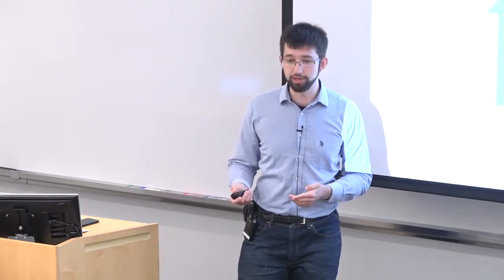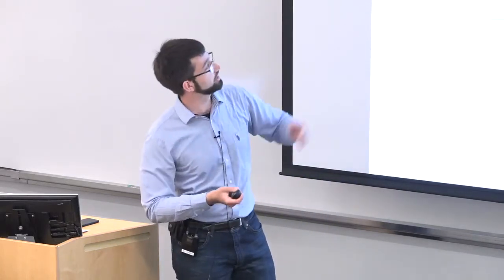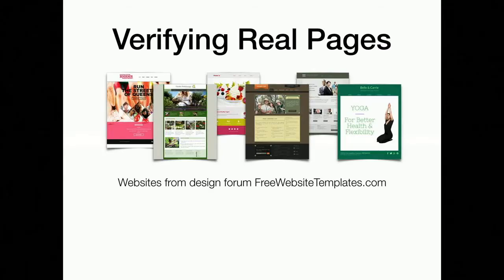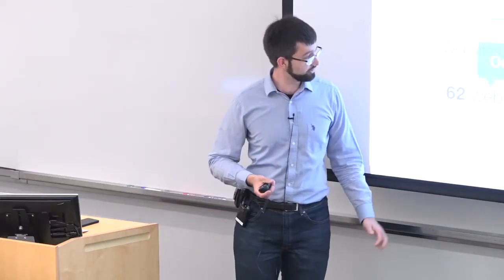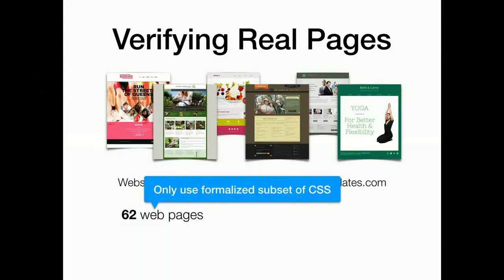OK, so thanks to these various ways of overcoming the solver limitations, we actually have a practical tool for verifying web page layouts. So we tested it on this collection of templates from freewebsitetemplates.com, which, despite the shady name, is a forum where a bunch of professional designers make web pages for other people to use. So I went to this web page. I collected 100 web pages. Of them, 62 used the subset of CSS that we had formalized. So CSS is massive. There's all sorts of weird stuff in there. I'm not going to get to all of it, but I think 62 is decent.